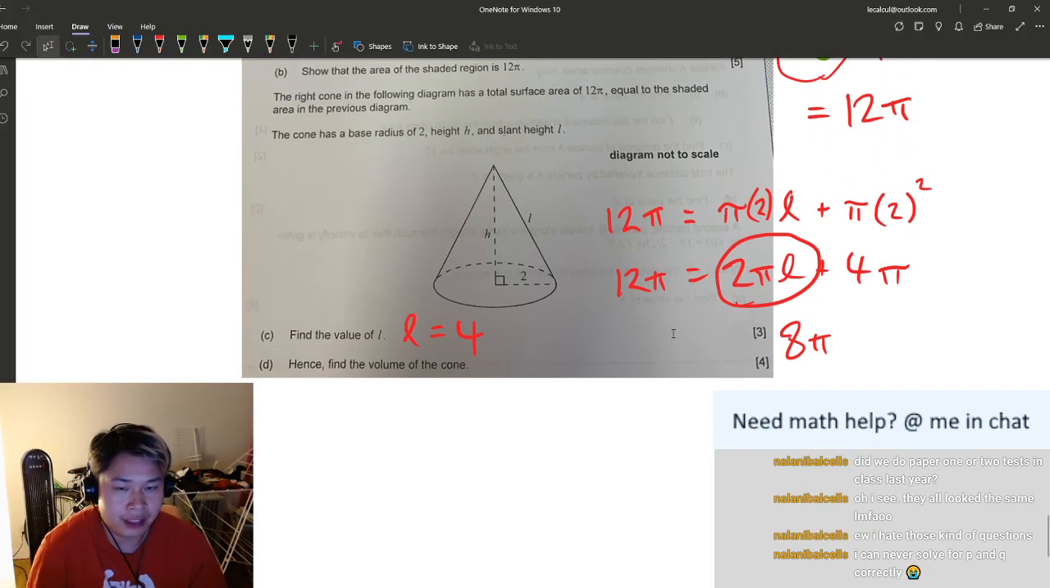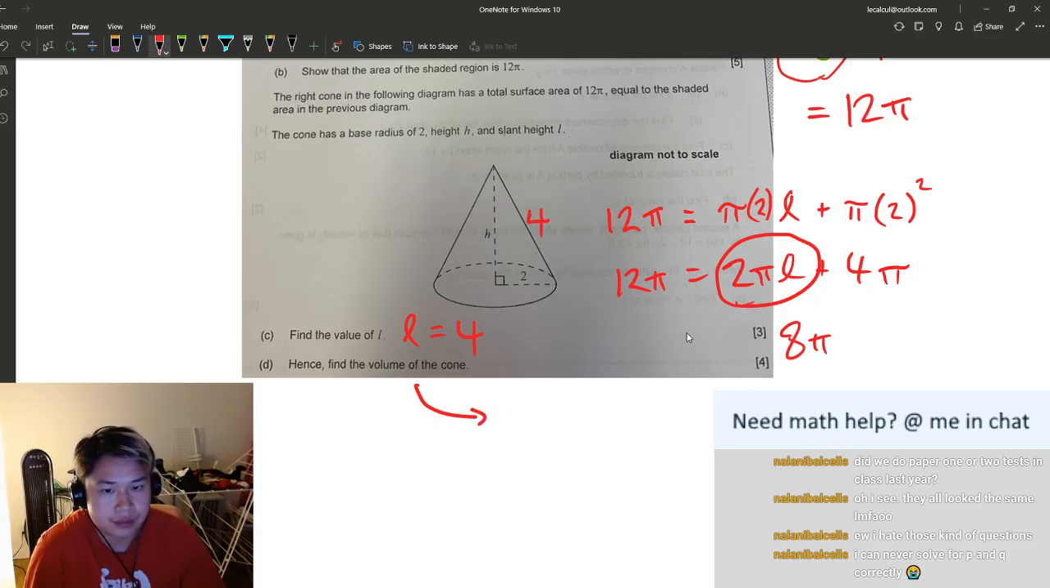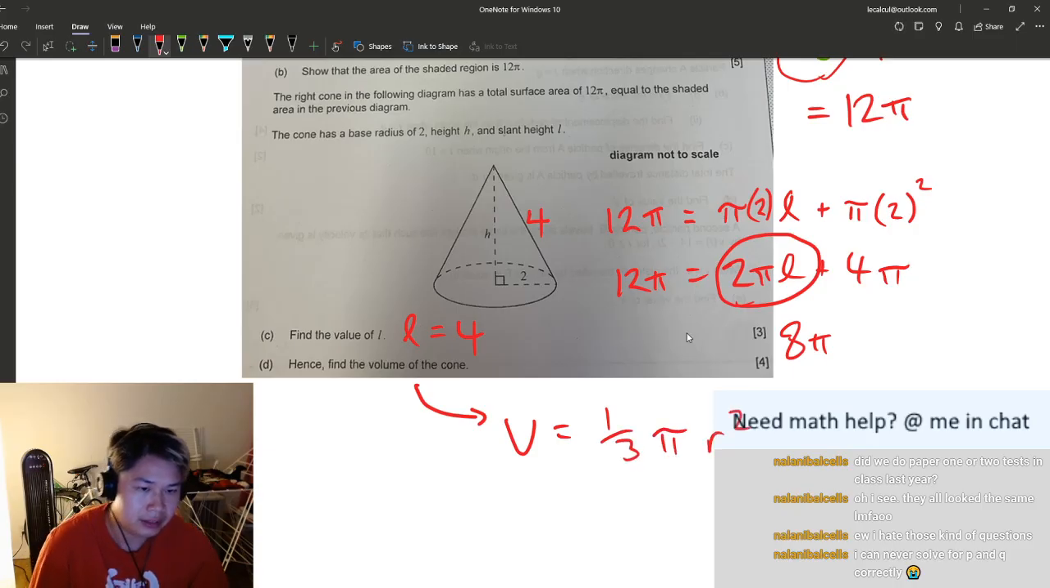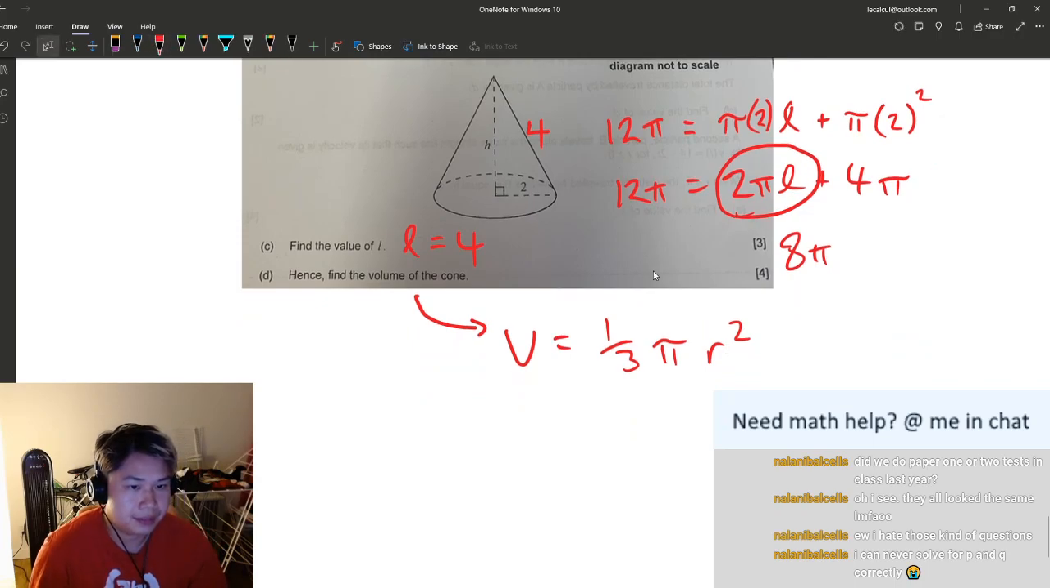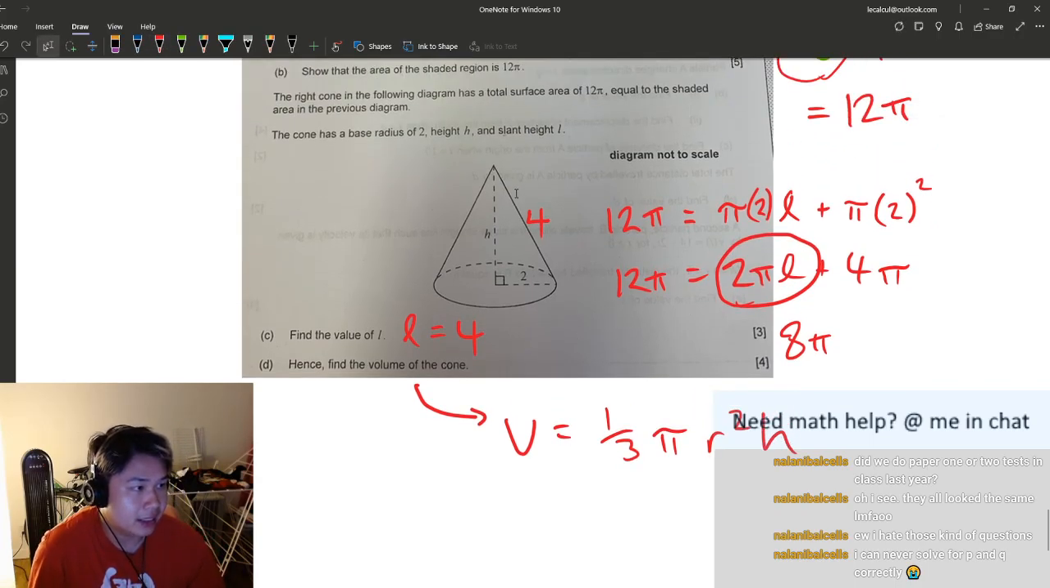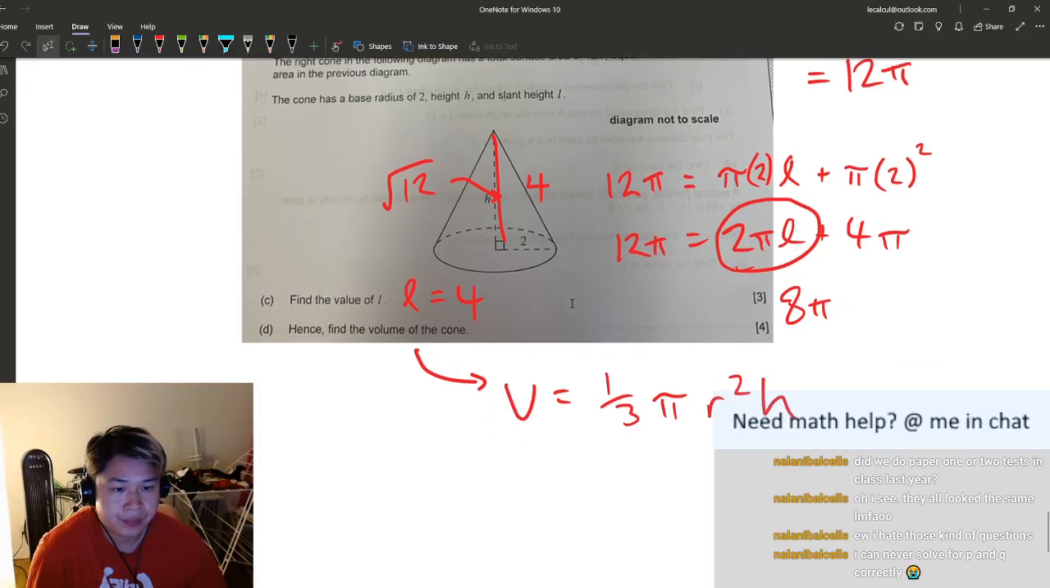Hence find the volume of the cone. This is where the h comes in. L is 4. Volume of a cone is 1/3 pi r squared times h. We need to find h, but that's easy. They very clearly kind of told you that you need to use Pythagoras, because you have this right triangle with the height, the slant height, and the radius. So 16 minus 4 is 12, so h is root 12.